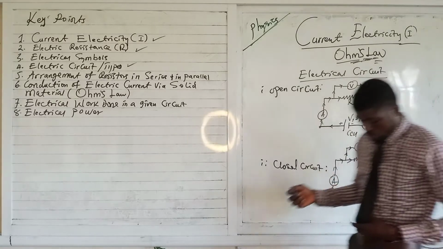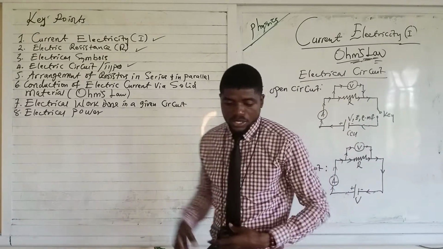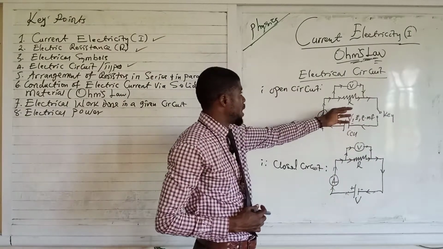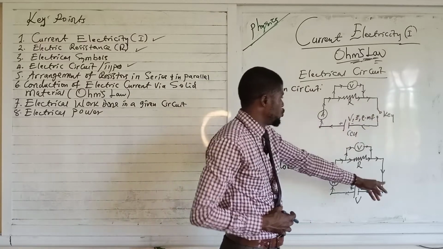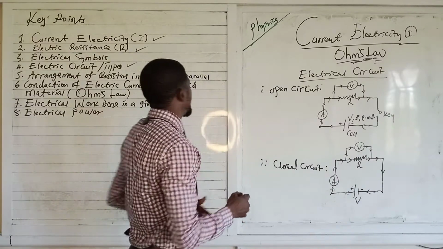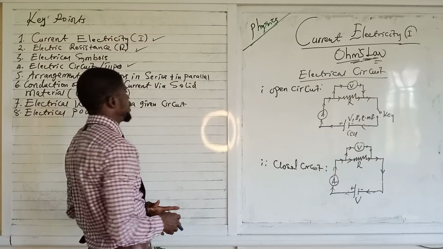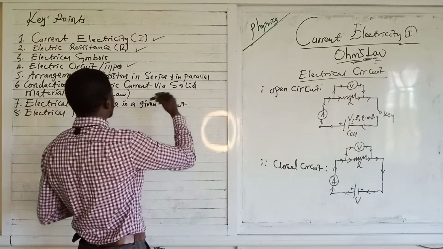A circuit whose power is on, and a circuit whose power is off. We call it the circuit is broken. You break the circuits, you make the circuits. So these are the two types of circuit that we have in electricity.